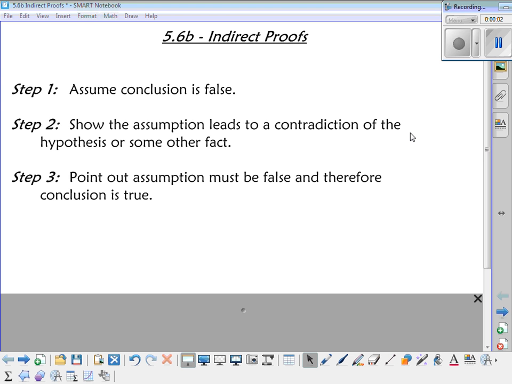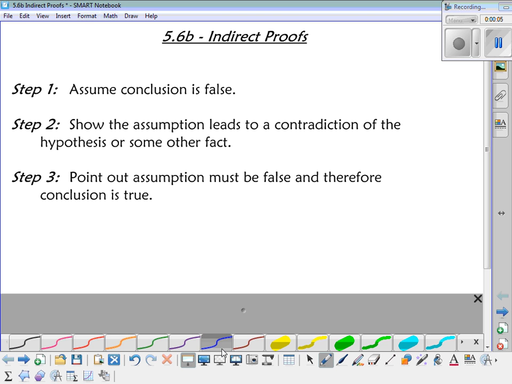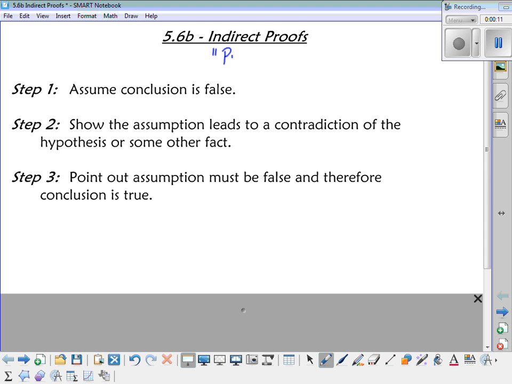Today's video, we'll be looking at indirect proofs. What an indirect proof is, it's also called a proof by contradiction. So what we're going to do is work backwards until we find a contradiction. Okay, so the first step is that you're going to assume the conclusion is false. Like I said, we're working backwards.